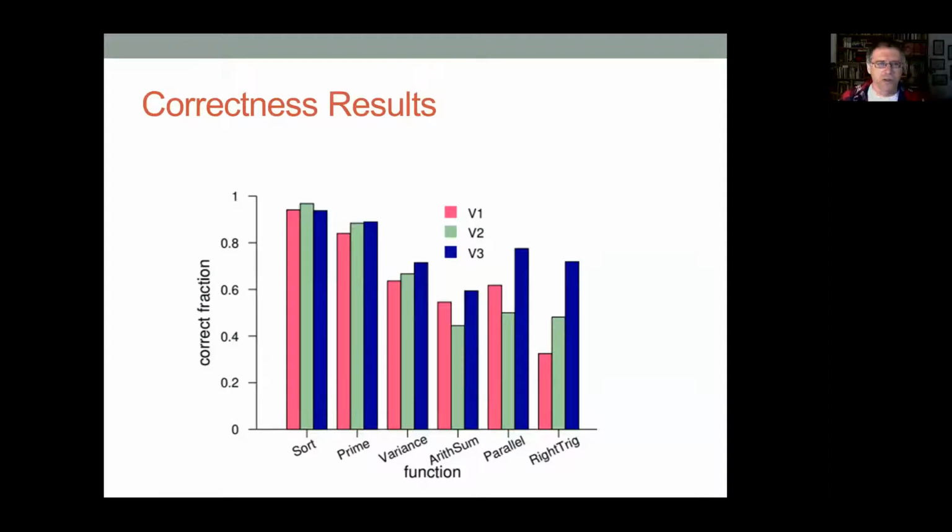This graph shows the correctness results. As one can see, in 3 of the functions, the sorting, identifying prime numbers, and calculating the variance, there are very small differences between the 3 versions in terms of correctness.